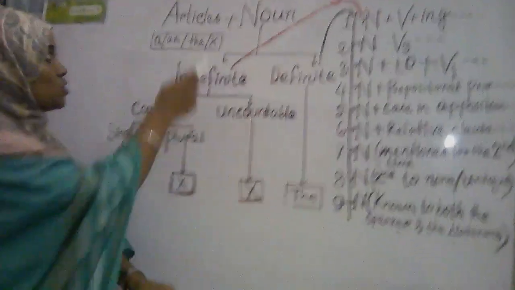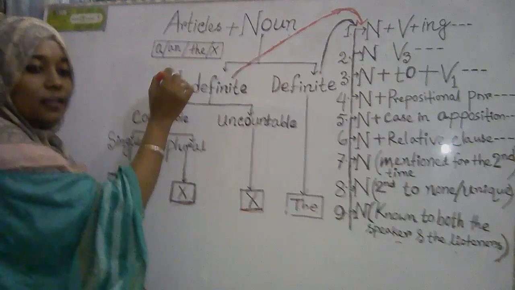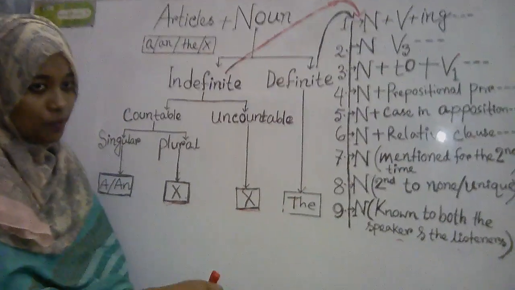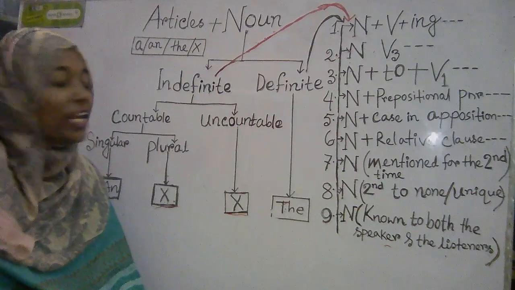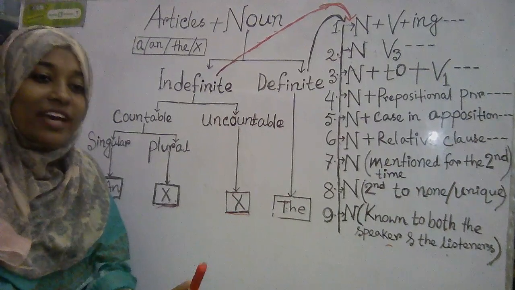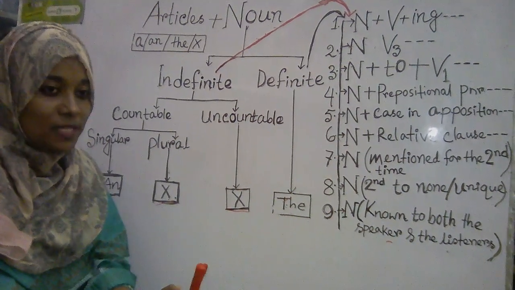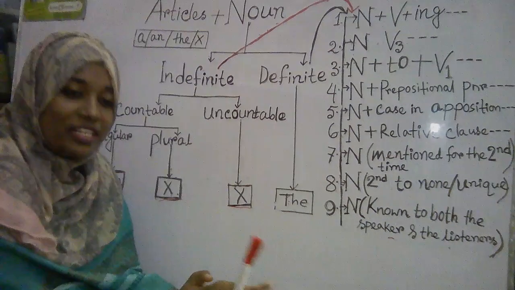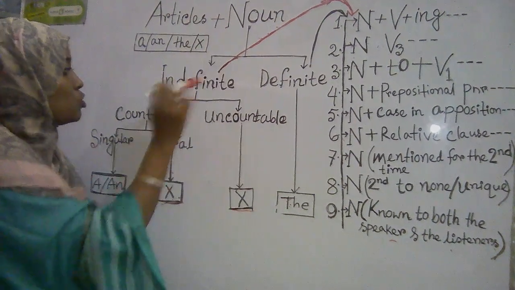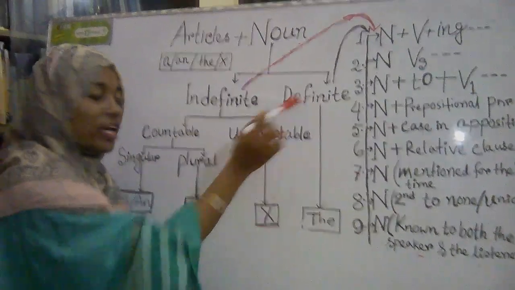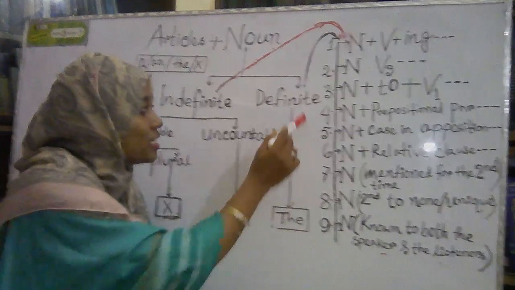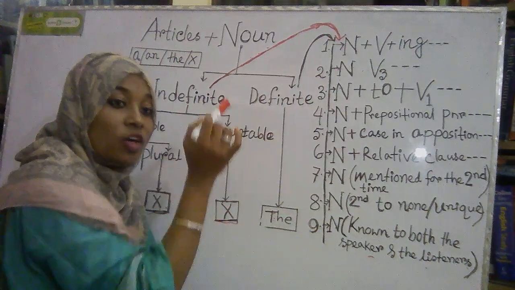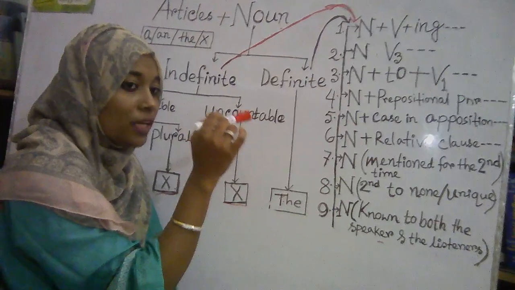Now, my dear students, you can see here articles are 4 in number: A, AN, THE and cross or zero article. My dear students, for your information, actually articles are one kind of adjectives. So, like adjectives, articles are used before nouns. For your better understanding, I have divided the nouns into two groups. They are definite and indefinite. If the noun is definite, it takes the. Here, these 1 to 9 are the conditions of a noun being definite.